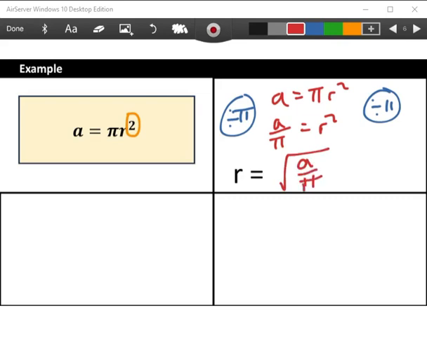Those of you that know, with a square root, you get plus or minus one. So that's how we find the radius. Okay, moving on to the next one.